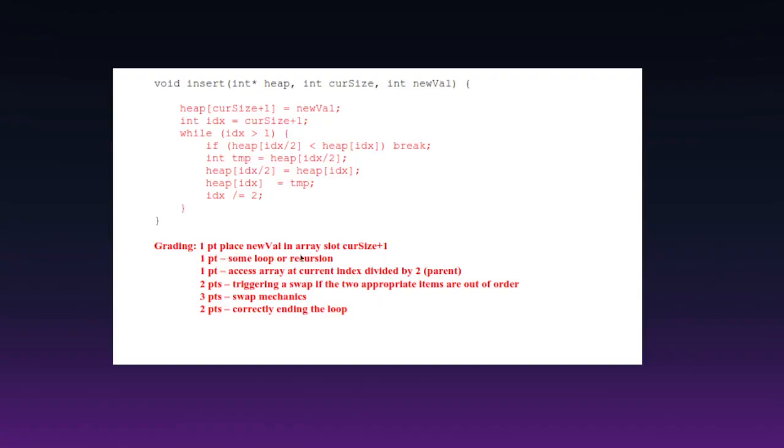One point for placing the new value in the correct spot. So that's right here, that's one point. Some loop or recursion. They do a loop here, and we did a loop too. Access array at current index divided by 2, that's another point. Triggering a swap if appropriate. Yep, swap mechanics and correctly ending the loop.